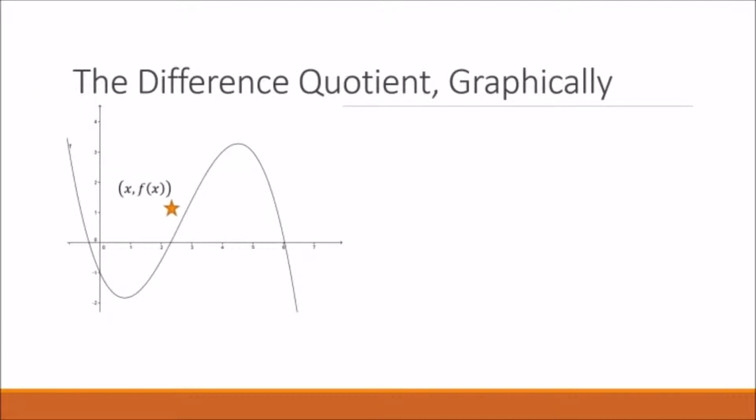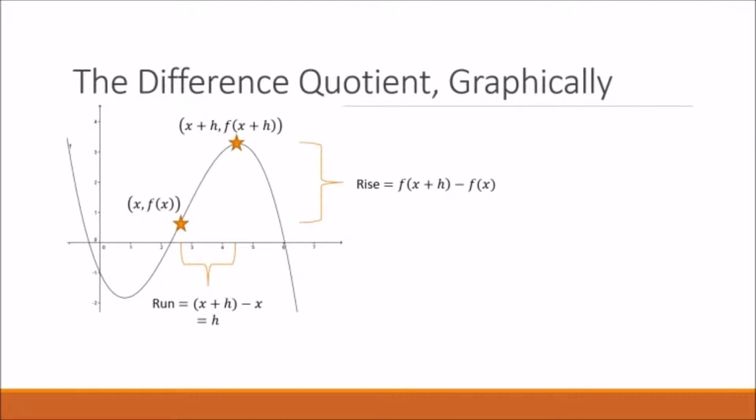So if we have 2 points, x, f of x, and x plus h, f of x plus h, where the difference between the 2 points is h, so the run is h, and then the rise is just f of x plus h minus f of x. So if we look at the slope, it's the same thing as our difference quotient, which is f of x plus h minus f of x divided by h.